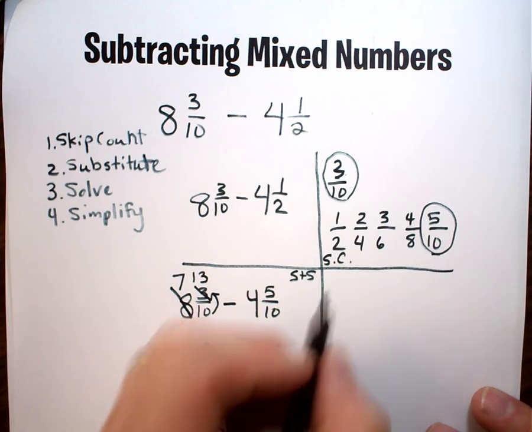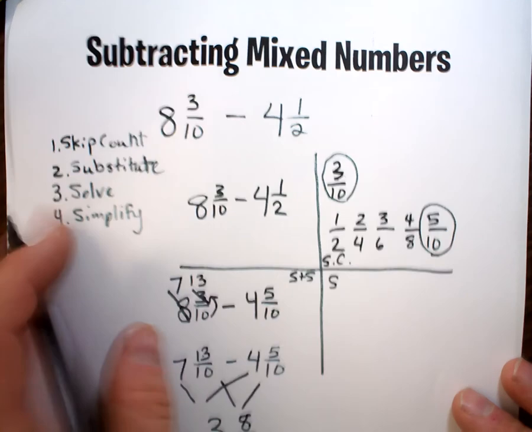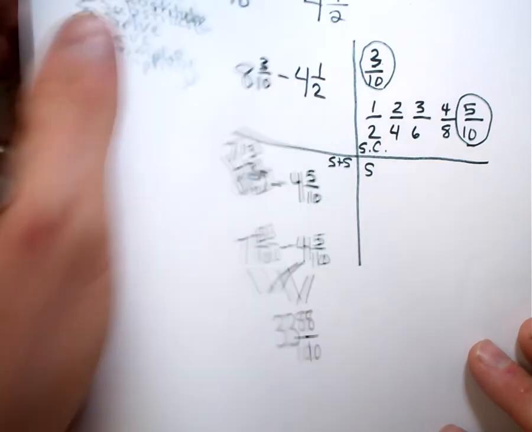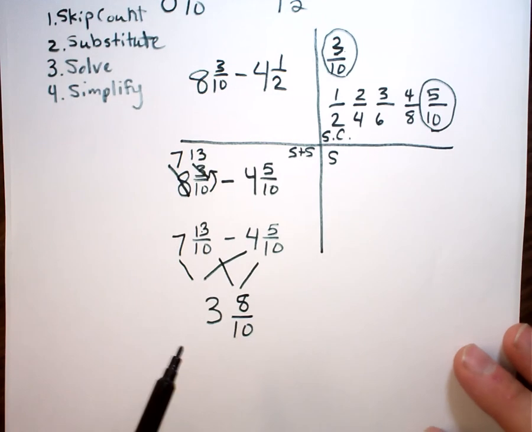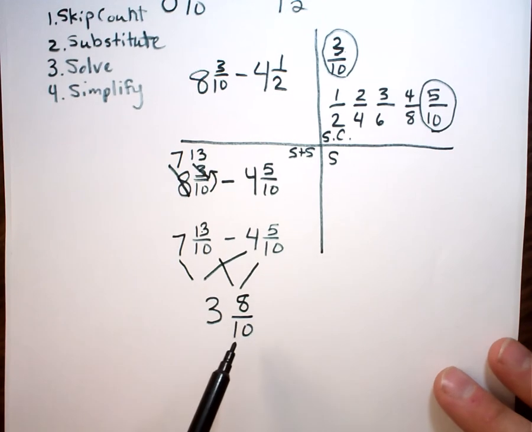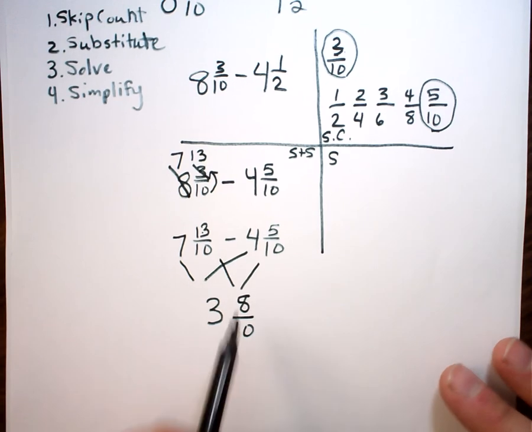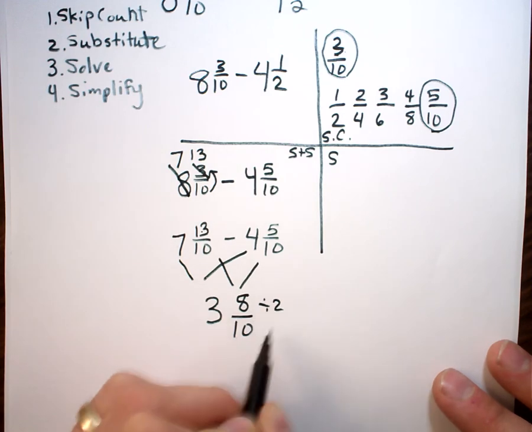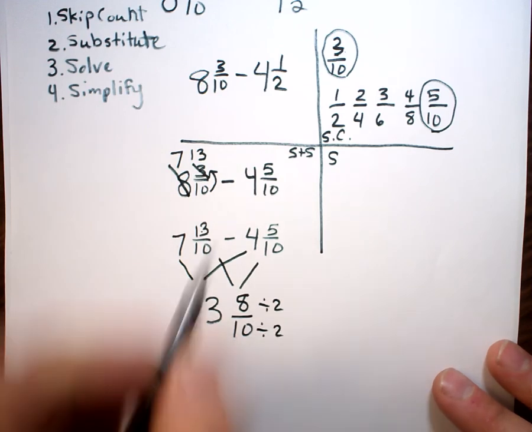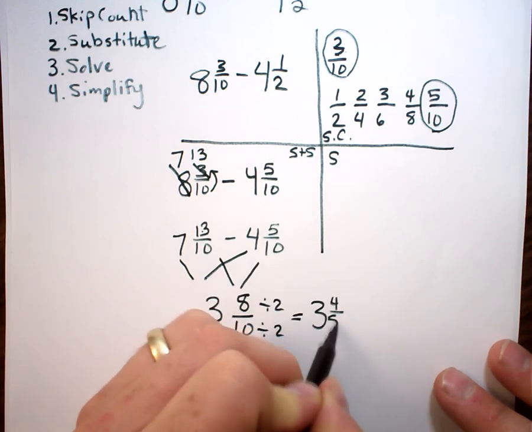My last step is to simplify. My fourth S is to simplify. You can see that, 3 8/10. 8/10 is not in simplest form. The way I know that is that they're both even numbers. If they're both even numbers, they can be divided by 2. So I'm going to divide both by 2, and I'm going to get 3 4/5.